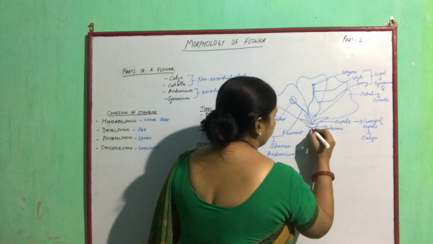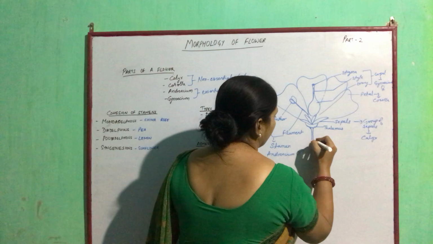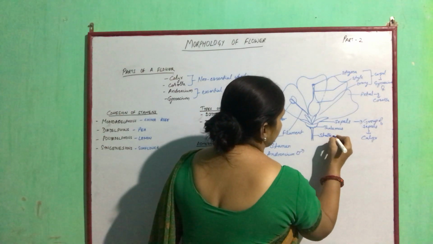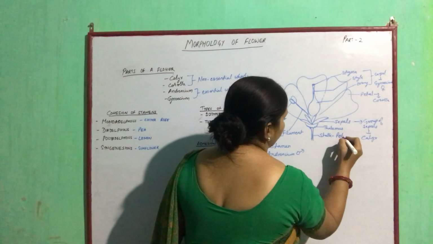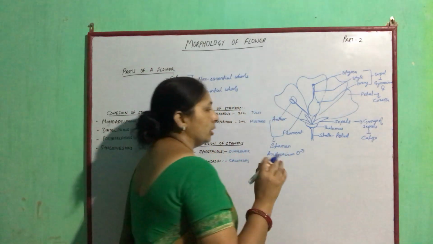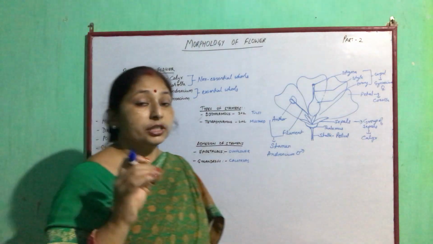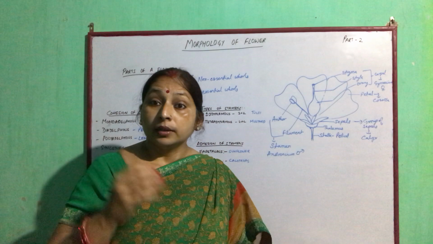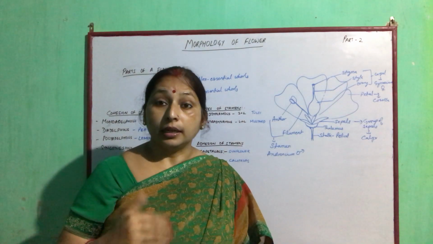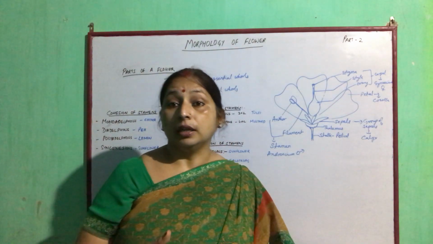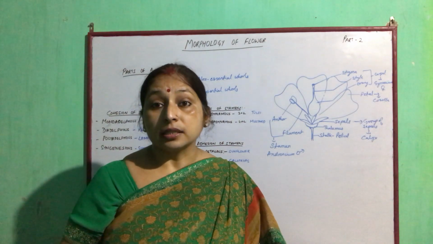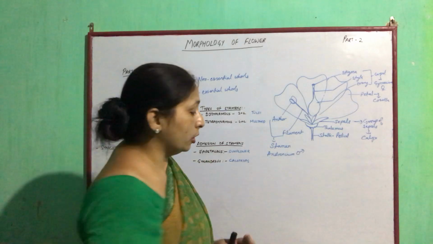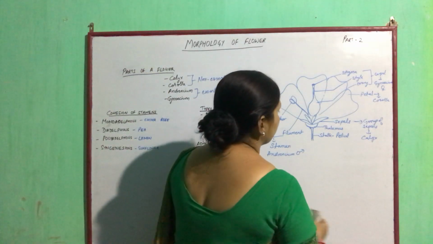Then each flower may have a stalk. This stalk is termed the pedicel. It is by this that a flower is attached to the axis. Now consider the arrangement of flowers based on their axis, if the growth of the axis is excessive or unlimited. So this we have completed.